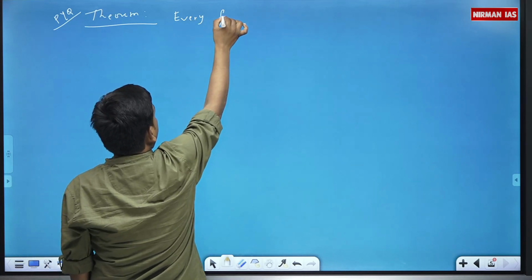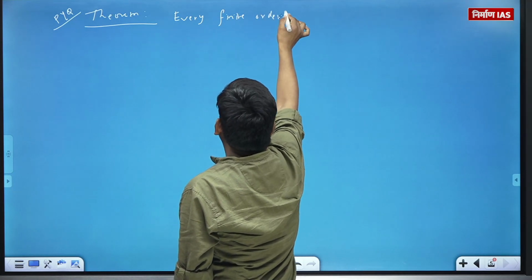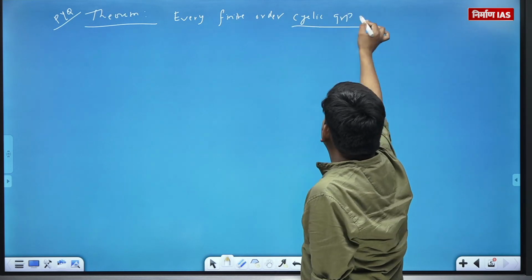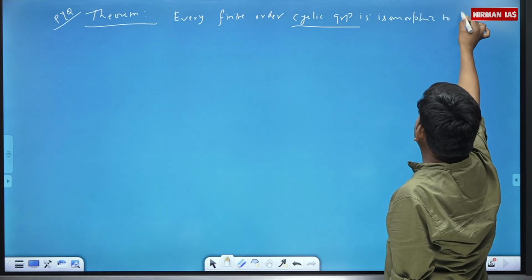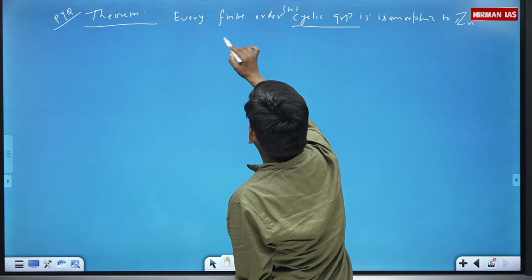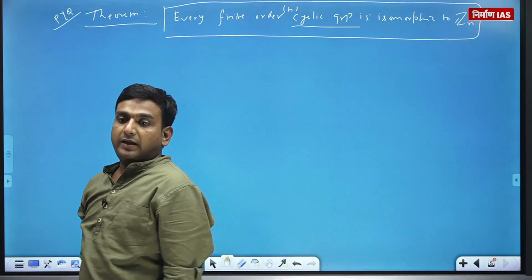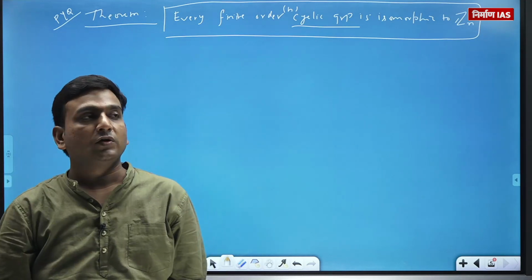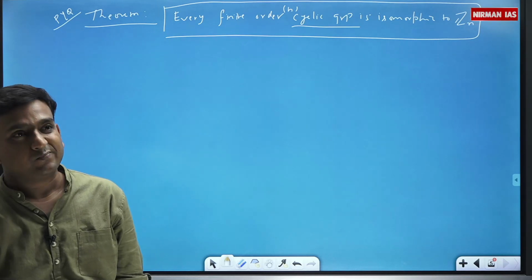Every finite order cyclic group is isomorphic to Zn. Please make it a point. Every cyclic group of order n is isomorphic to Zn. Is that clear to you all? Fine.